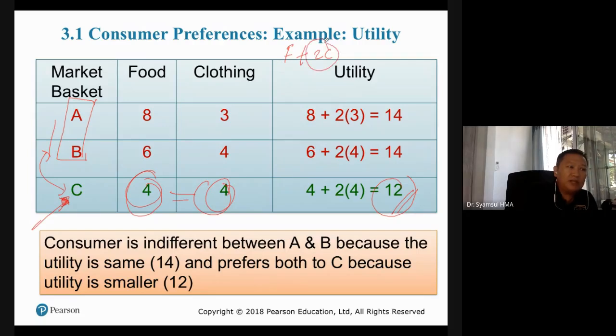You have to wear a shirt, you have to wear trousers, and you get 1 meal. Then you are fully satisfied. Okay, the consumer is indifferent between A and B. Same, right? This is the same explanation.